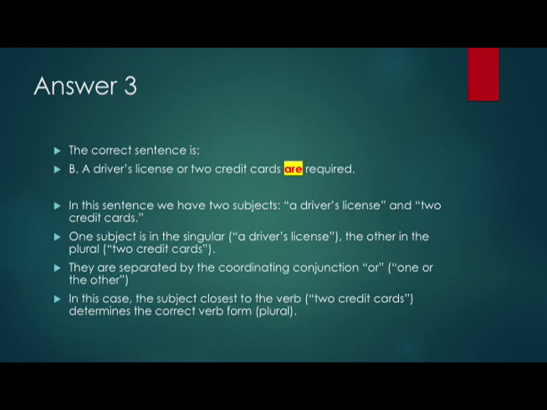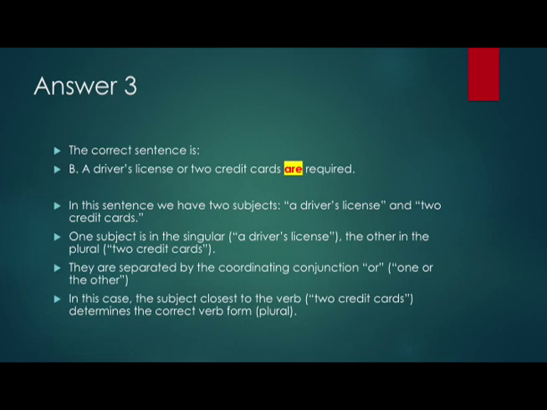So again, in this sentence, we have 2 subjects, a driver's license and 2 credit cards. Now, one subject is in the singular, again, a driver's license, which could also be substituted by one driver's license. The other is in the plural, 2 credit cards. So they are again separated by the coordinating conjunction or, meaning one or the other. So again, the subject closest to the verb, and in this case it's 2 credit cards, determines the correct verb form. So that's why it's a driver's license or 2 credit cards are required.